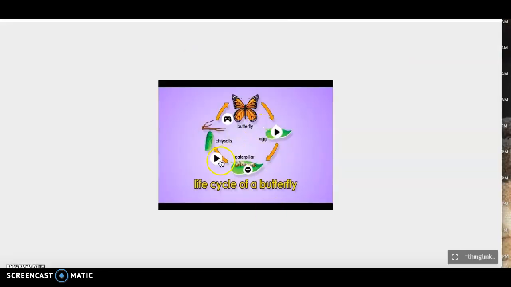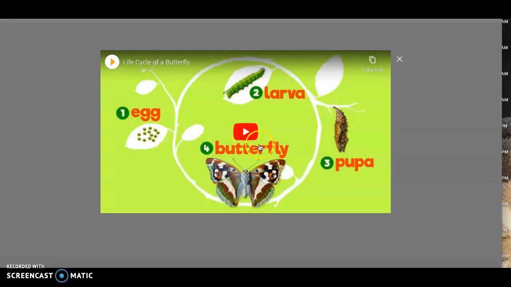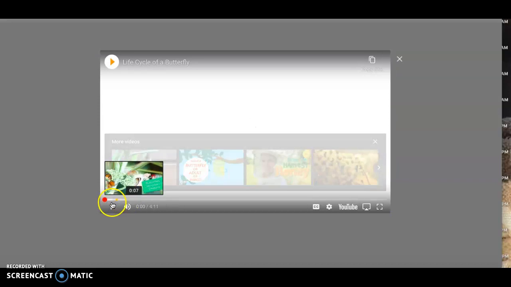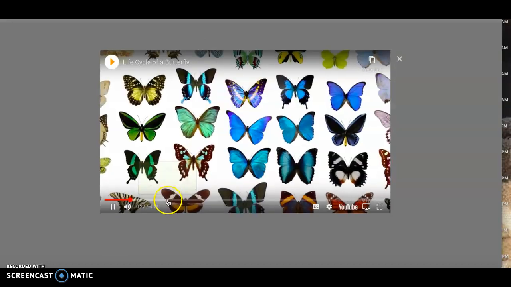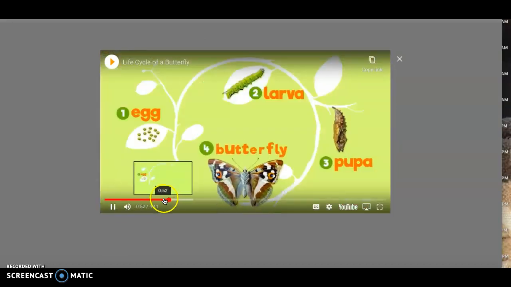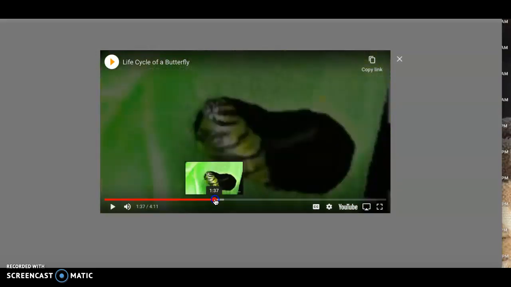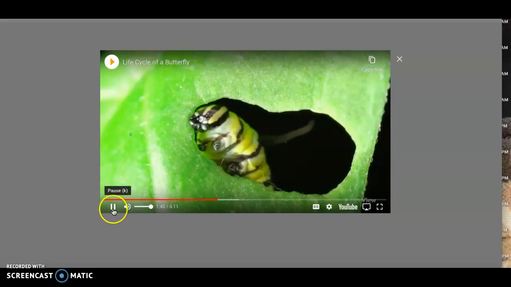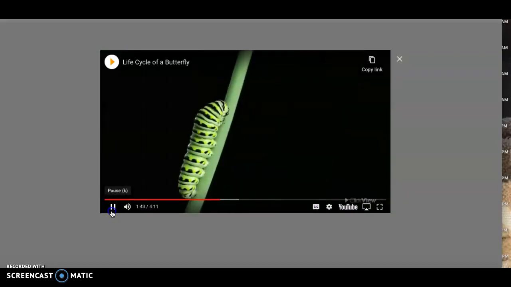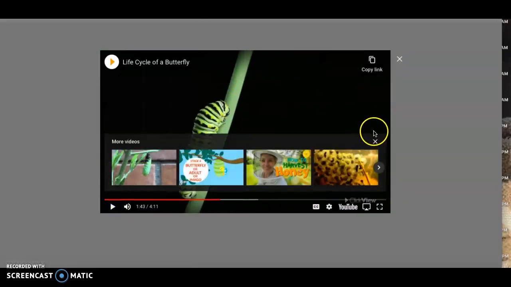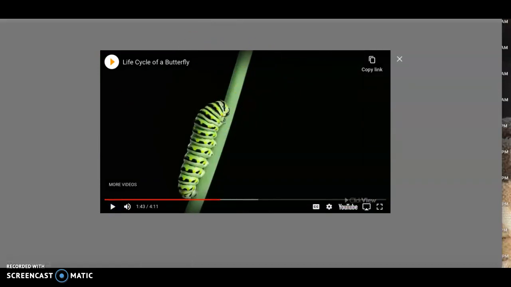So the second resource, I have embedded 2 videos into here. This one goes more into the details of the life cycle of a butterfly. It has some really great graphics in it, and it shows live, real life caterpillar pictures and images. So I think this one's really great.